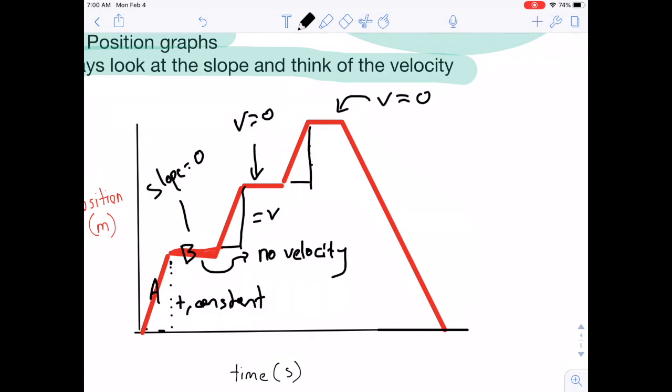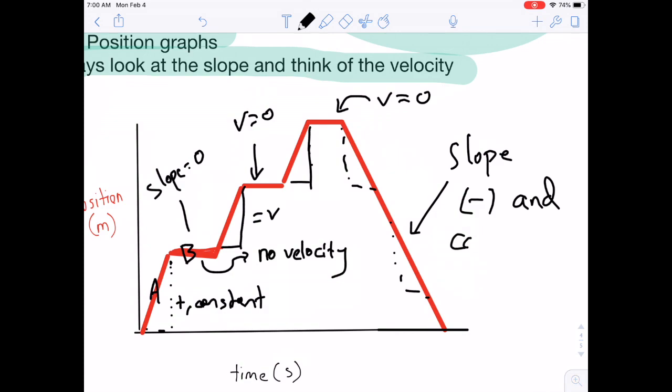And right here, this last section, the slope is negative. The slope is negative and constant. So we know that he's got a velocity that's going to the left in the negative direction, and it's constant, so it's not changing. We can see right here that the slope is the same there, the same there, the same there. That slope is not changing.